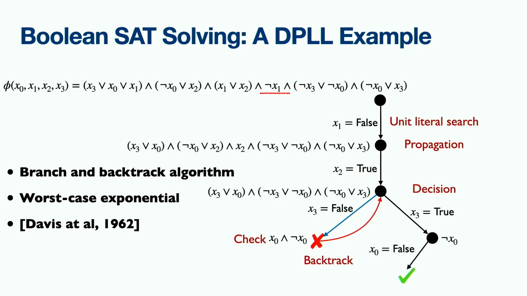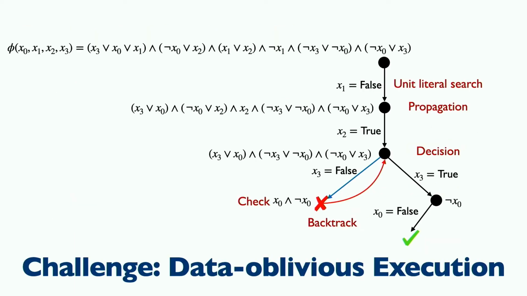In summary, there are 5 basic operations that we need for the DPLL procedure. Unit literal search finds the unit literal. Propagation simplifies the formula under a variable assignment. Decision enables us to make a guess when there is no unit literal. Check decides if the formula evaluates to false or true on the variable assignment, and backtrack whenever we come to a conflict and need to jump back and flip our guess.